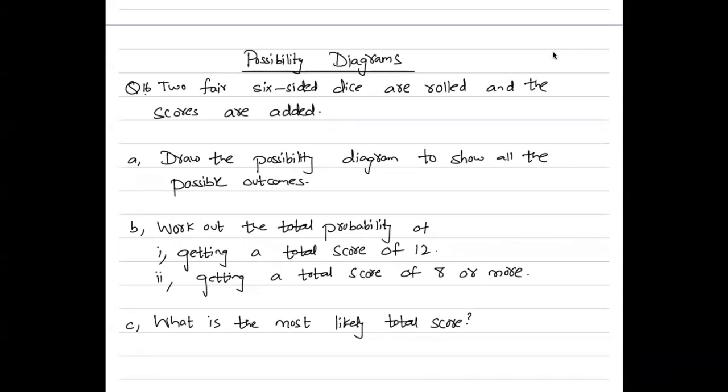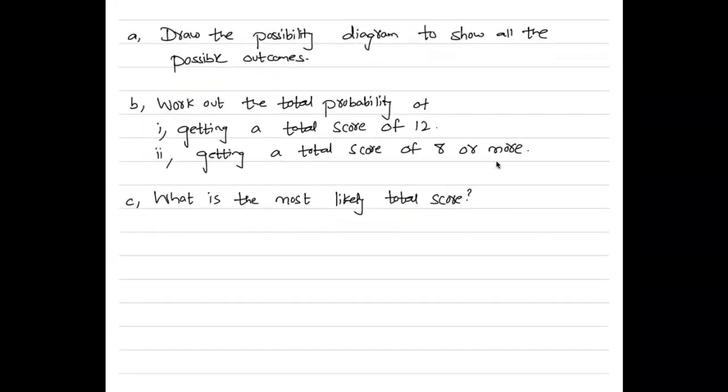Now remember that possibility diagrams are drawn for two events taking place at the same time. Okay. So the question says, two fair six-sided dice are rolled and the scores are added. Draw the possibility diagram to show all the possible outcomes.